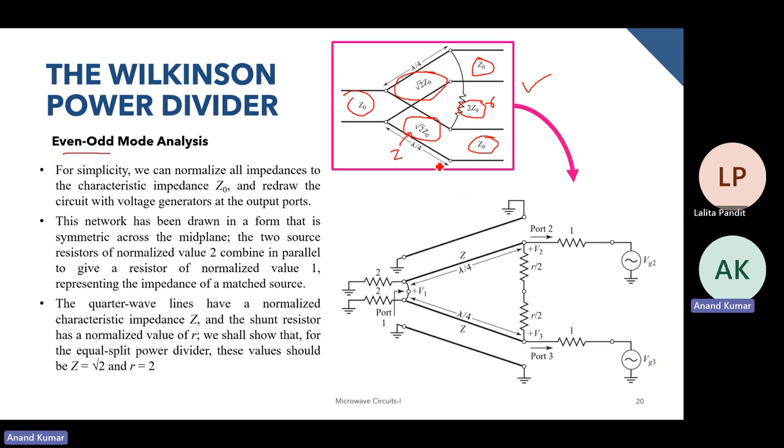But before doing that, we first simplify this circuit so that we can use it for even and odd mode analysis. So we are trying to make it symmetric from this center over here. If you draw a line, you can see this particular network appears symmetric. So we had this resistor over here which is split into R by 2 and R by 2. The series combination will give R. And similarly, we had this impedance over here, Z naught. If we are normalizing everything by Z naught, then this will appear to be 1. But since we are splitting it into 2 parallel resistors, we can take them to be 2 each.